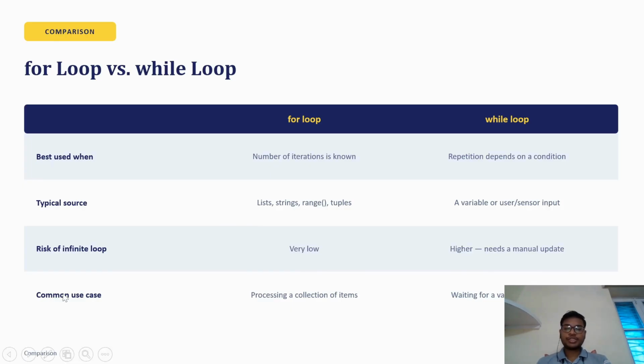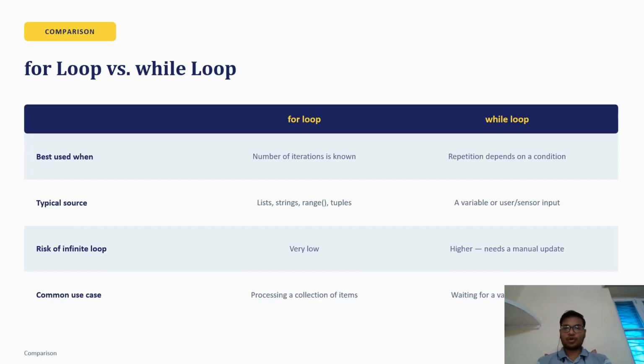And the common use case is what? Processing a collection of items in a for loop, and waiting for a value, input or event in a while loop. So this is all about the difference between the for loop and while loop. Just see here and you will clearly understand what I'm trying to say. Based on these conditions, we have to decide which to use. I hope it's clear to you.